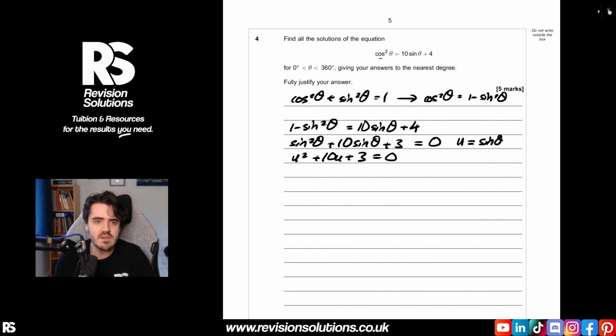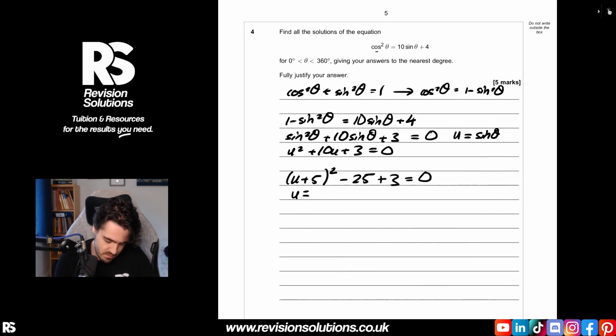And then to solve that, it doesn't really factorize particularly nicely, so I would complete the square. So what would that give us? It would give us u plus 5 squared, and we have to take away 25, and we'd have to add 3. That's equal to 0. And then solving that, u would be equal to minus 5 plus or minus the square root of 22.